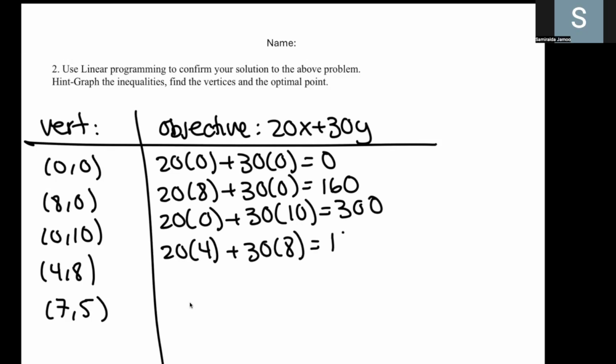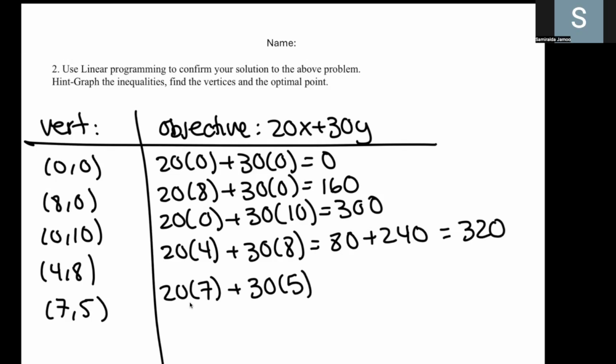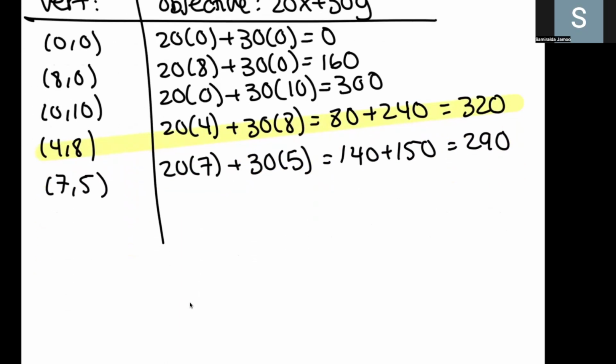20 times 4 plus 30 times 8. This gives me 80 plus 240. 320. And then we have 20 times 7 plus 30 times 5. 140 plus 150. 290. So here is my maximum right here. That does confirm it. Maximum is 320 at the point (4, 8).